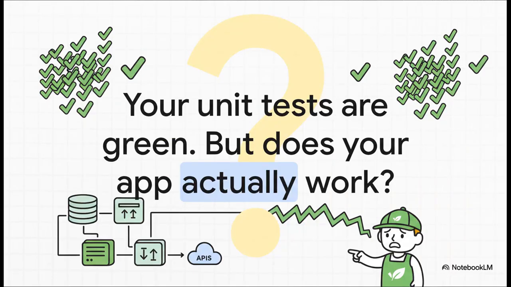So, picture this. You run your test suite, and it's just a beautiful sea of green check marks. Everything passes. That feels great, right? But it begs a really important question. Just because all your tiny little unit tests pass, does that mean your application will actually work when all the pieces have to talk to each other? You know, the database, the message queues, other APIs? And often, the answer to that is a pretty scary maybe.